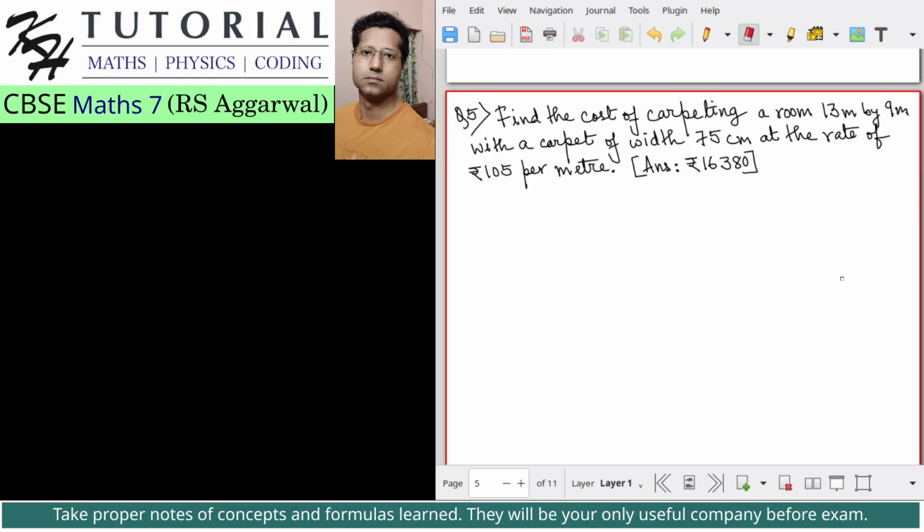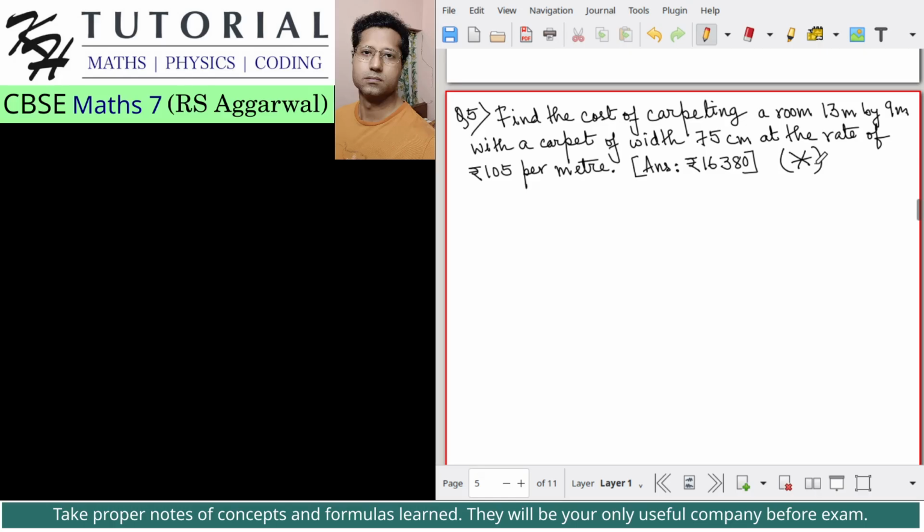Find the cost of carpeting a room 13 meter by 9 meter with a carpet of width 75 centimeter at the rate of rupees 105 per meter. Now this question, you can please mark this question. This is an important question, because maybe some of you might find difficulty in understanding how the carpeting will be done based on a carpet of width 75 centimeter.